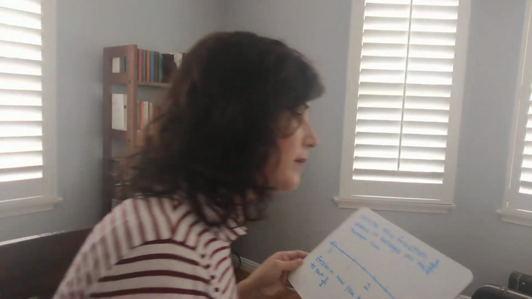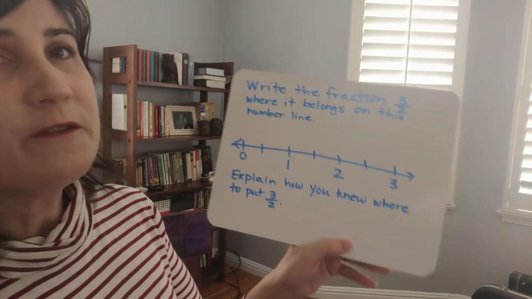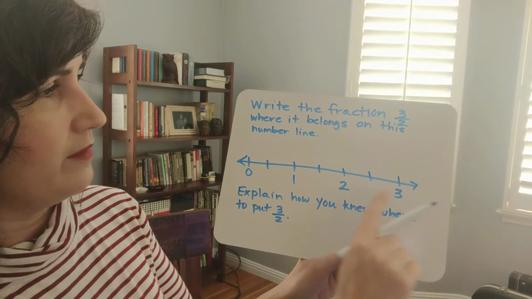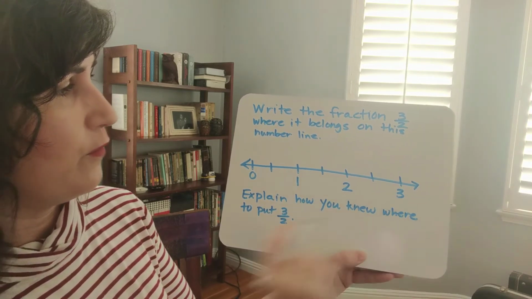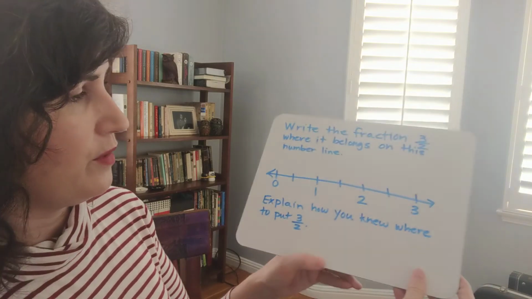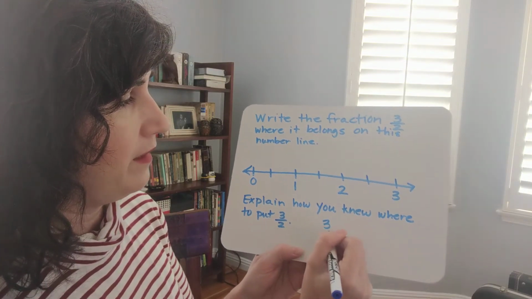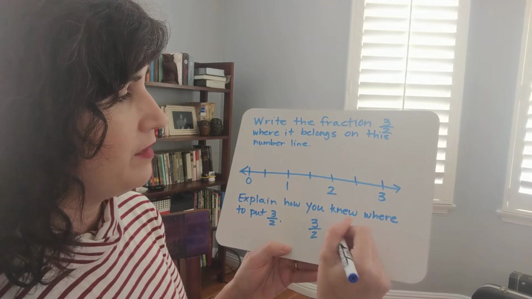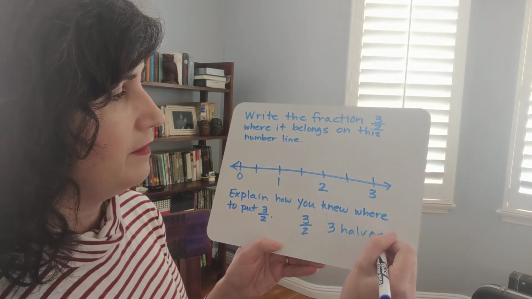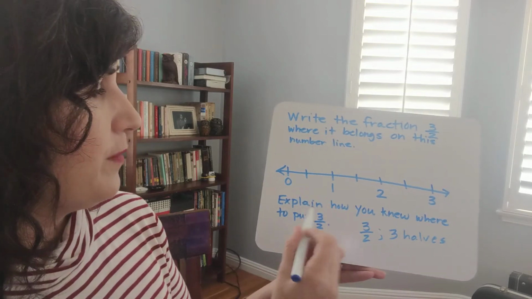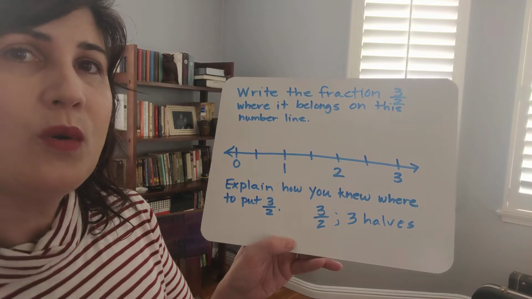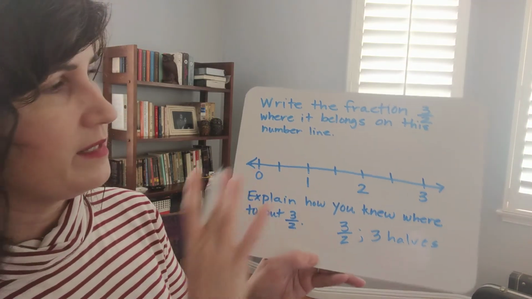So my last problem, write the fraction 3/2 where it belongs on this number line. I've already written the number line out for you. I want you to show me where 3/2 would go. Explain how you know where you put 3/2. You can write it 3/2 for 3/2. You could say 3/2 as well. So go ahead and label it on the number line and post this below or in our portfolio so I can see your answer.